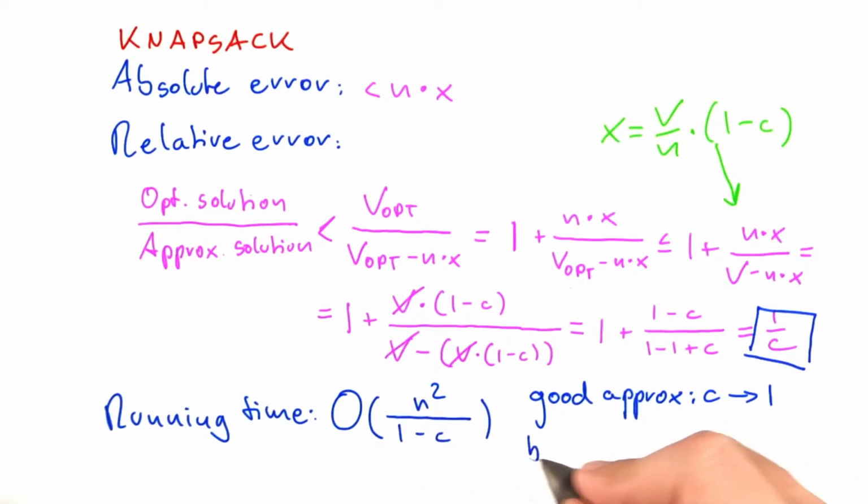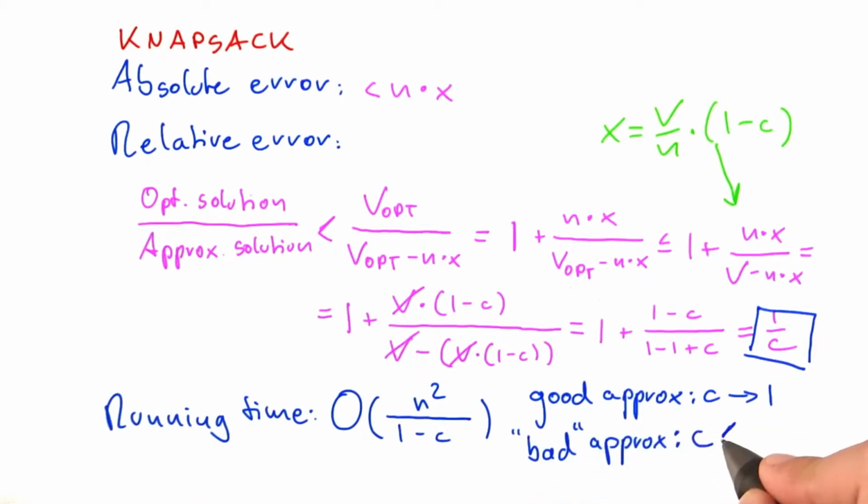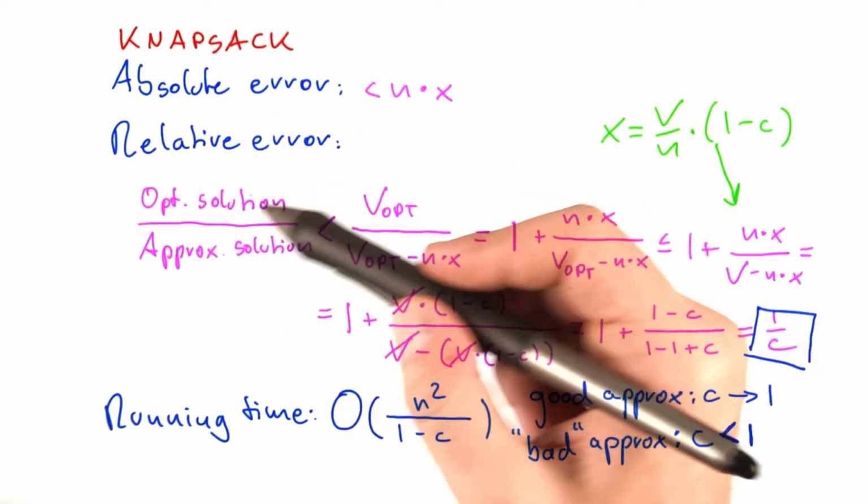But if you're happy with a, and I'm going to just call it bad approximation, then c can actually be smaller than 1. C will always be larger than 0, so it'll always be a positive number, but it could be 0.5, 0.2, or even smaller. What will then happen is, if c is a very tiny fraction, well, then actually this part here in the denominator will be very close to 1. So the running time is very good, but this fraction here will actually increase. So in return for getting a better running time, you get a relative error that is much worse.